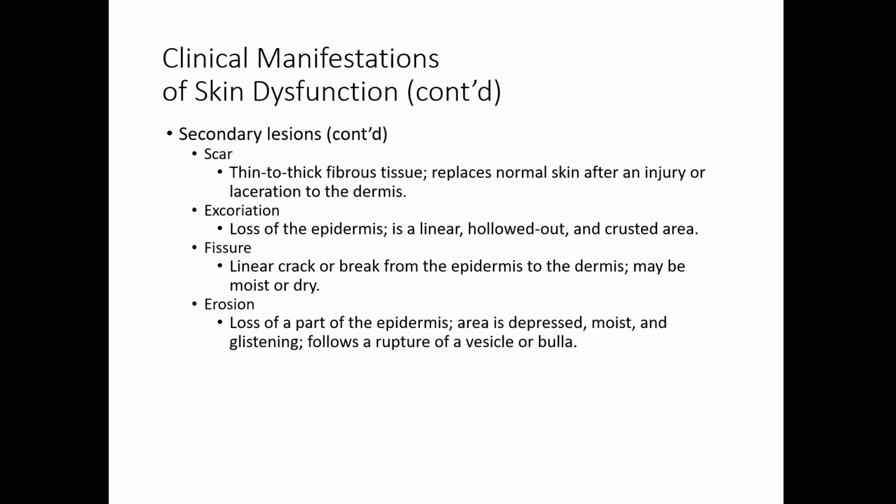Also, secondary lesion, a scar. So if you think a scar is a result of an injury or laceration to the dermal layer, and it's going to either be thin or thick fibrous tissue which replaces that normal skin. Excoriation, think of the person who continues to itch. A loss of that epidermis, and it's a linear hollowed out and crusted area. Fissures, these are linear cracks or breaks into the epidermis into the dermis, and they can either be moist or dry. And then we have erosions, which are a loss of a part of the epidermis. The area is depressed, moist, and glistening, and follows a rupture of a vesicle or a bulla. So think erosion after the effect follows that rupture.